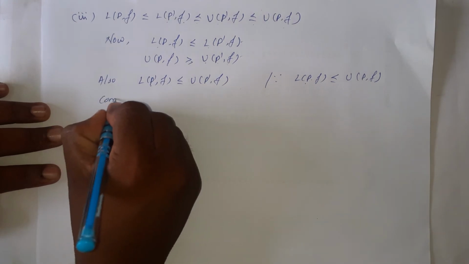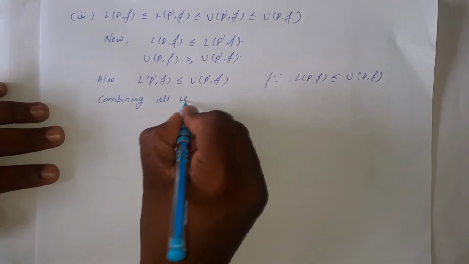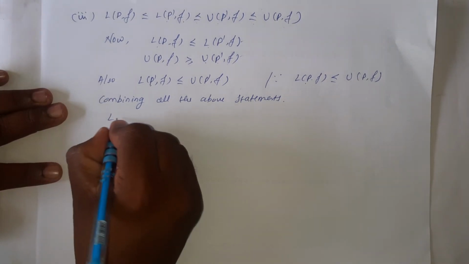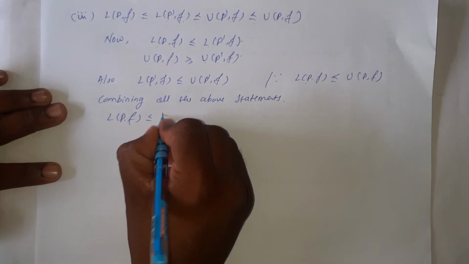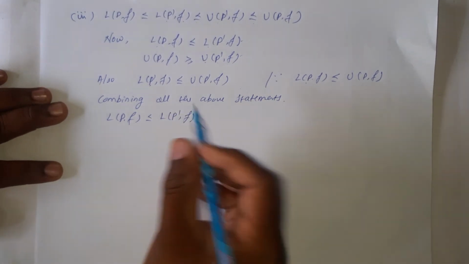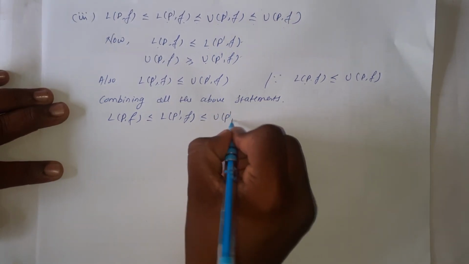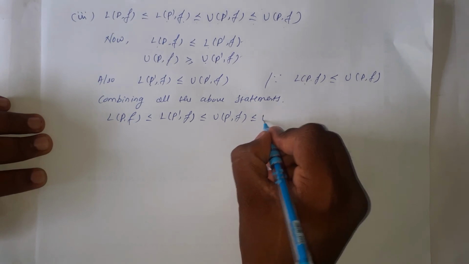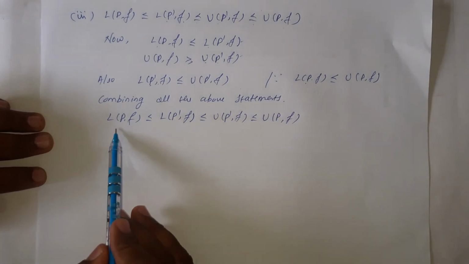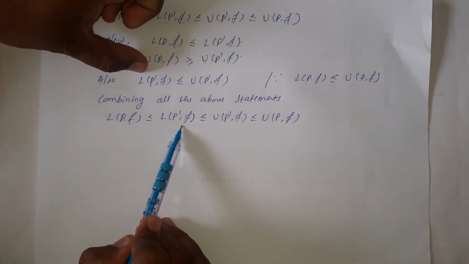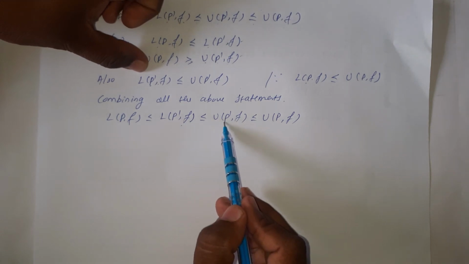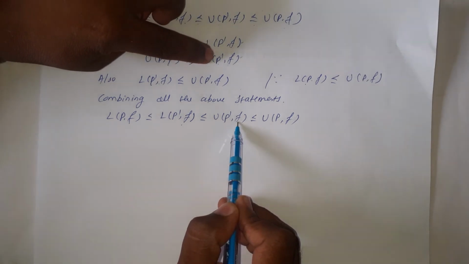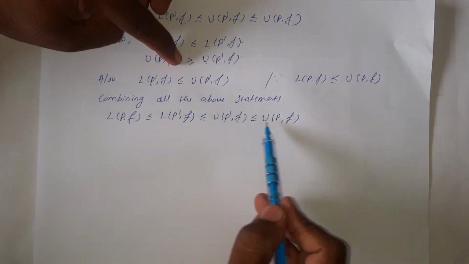Now combining all the above statements, then we get here LPF is less than or equal to LP dash F, and again LP dash F is less than or equal to UP dash F, and UP dash F is less than or equal to UPF. So here this is by the first result, then by using this third one we can write that LP dash F is less than or equal to UP dash F, and here by the second result we can say that UPF is greater than or equal to UP dash F, that is nothing but UP dash F is less than or equal to UPF.